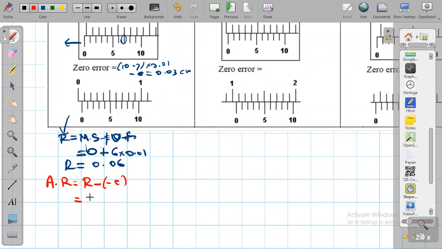So it's a negative error. My reading is like 0.06 minus negative 0.03. My answer is going to be 0.09 centimeter.